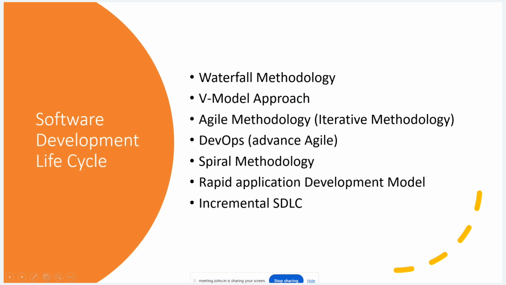How to develop a software? The developer will follow any method to develop software, like waterfall, V model, agile model, DevOps, spiral methodology, rapid application development, incremental SDLC. Any of the models the developer can follow.